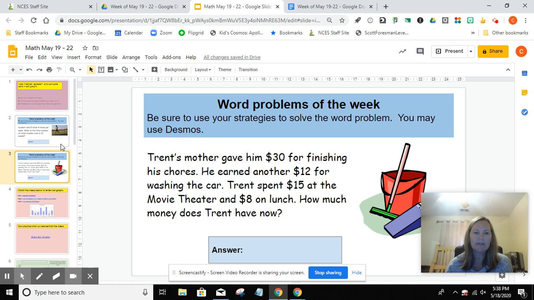Remember, we're working with adding, subtracting, multiplication, even division. Some are going to be single step, some are going to be multi-step, and you can use the Desmos calculator with word problems. So make sure that you definitely check over your answers, okay, so that you're providing the right answer here. So there's going to be 2 word problems that you're going to work on.